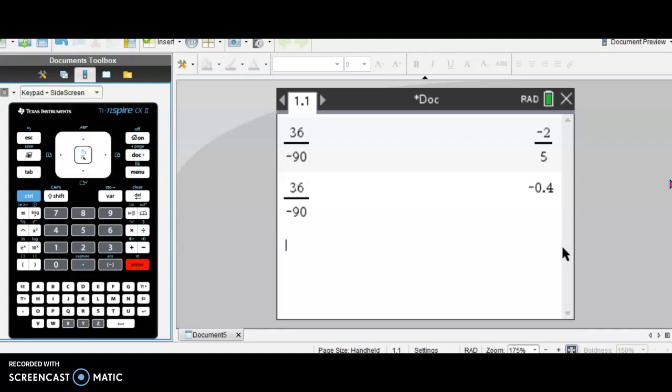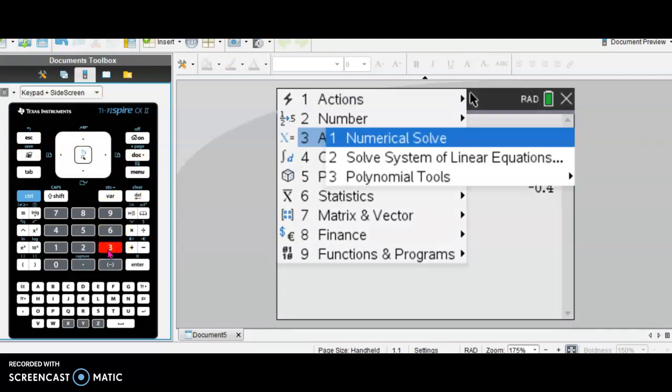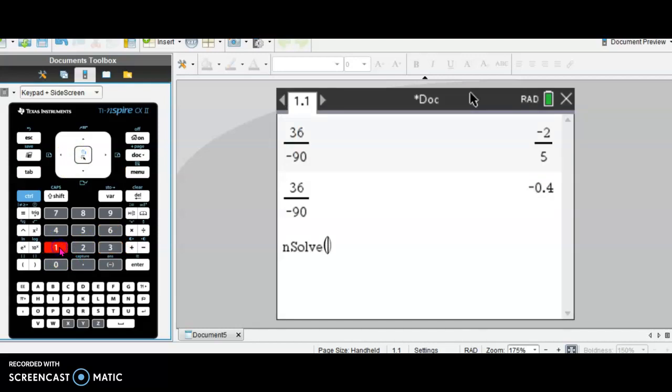Okay. Now I also want to remind you, you can check your answers using NSolve. When you're doing NSolve, you hit the menu button, you go to number 3, algebra, and then number 1, numerical solve. Now we type in the equation that we started with. So for me, it would be 30b plus 20. The equal button is right here below the control button.